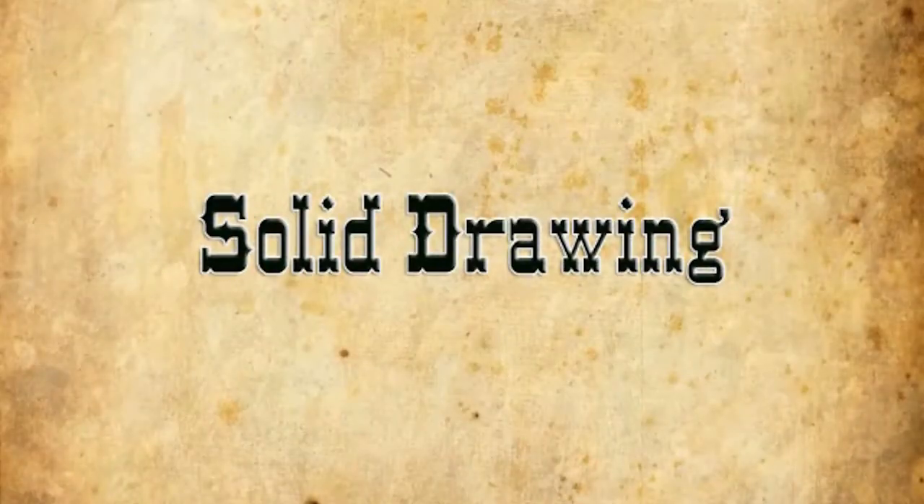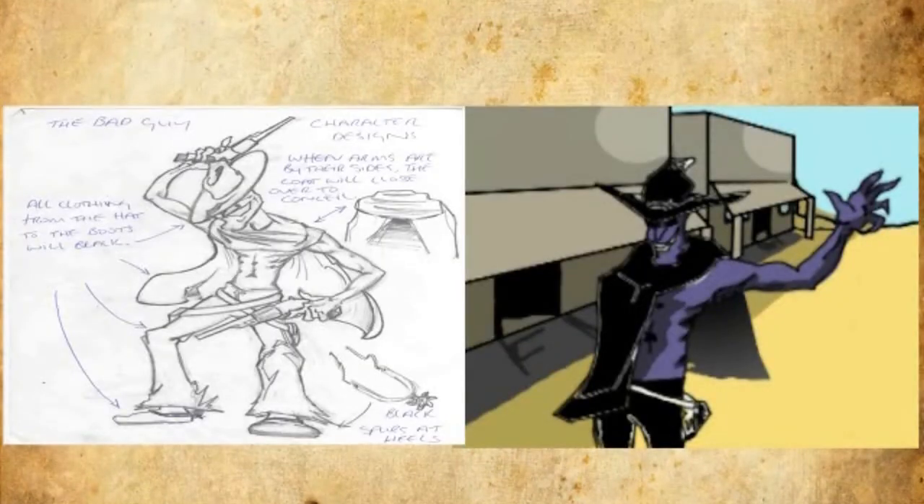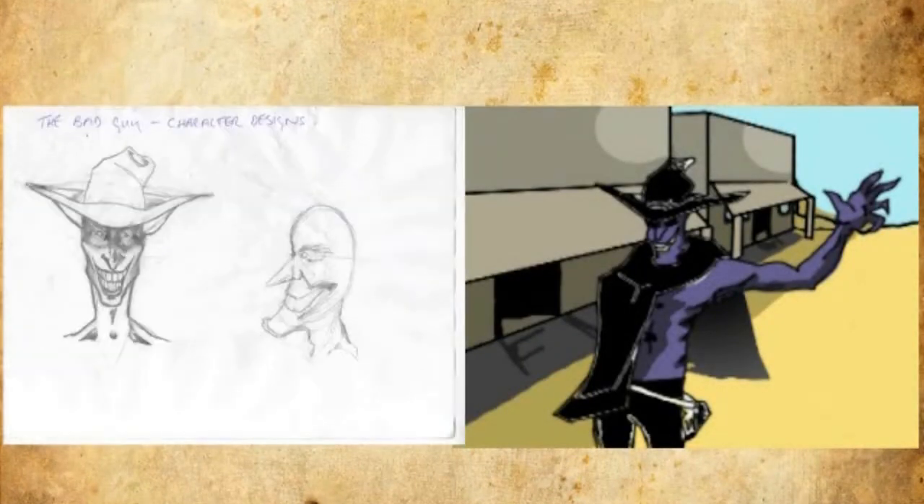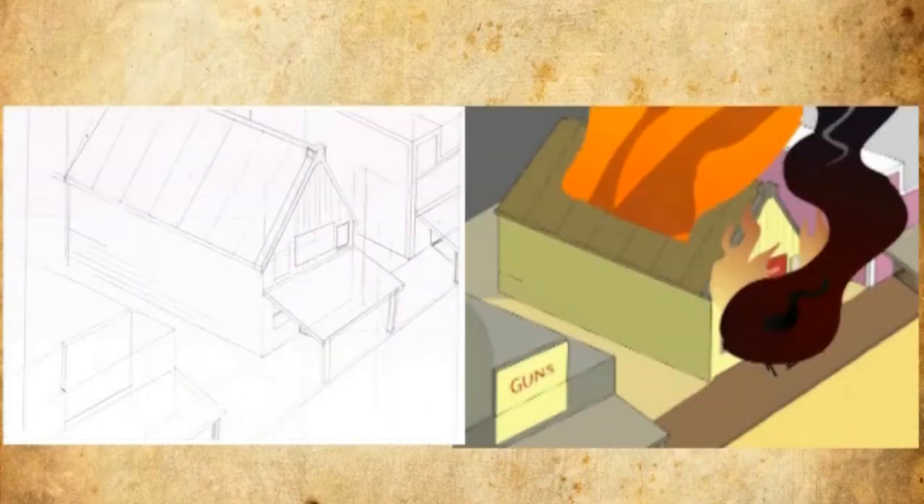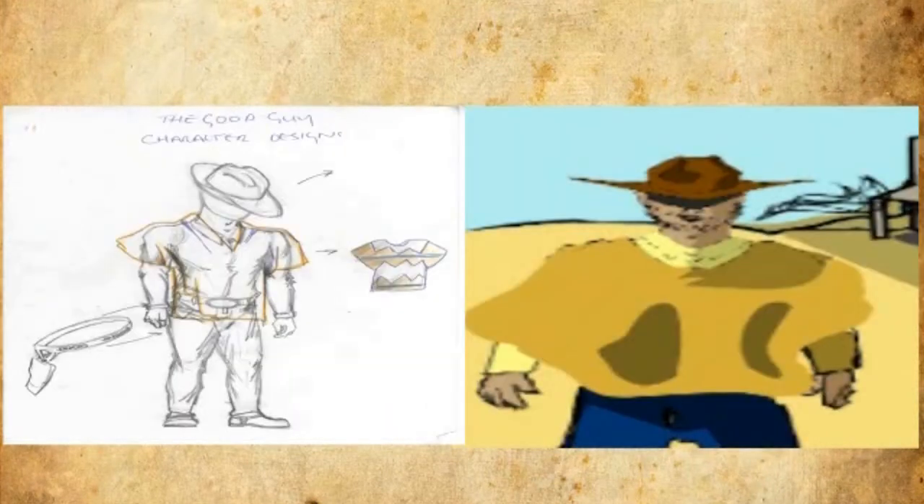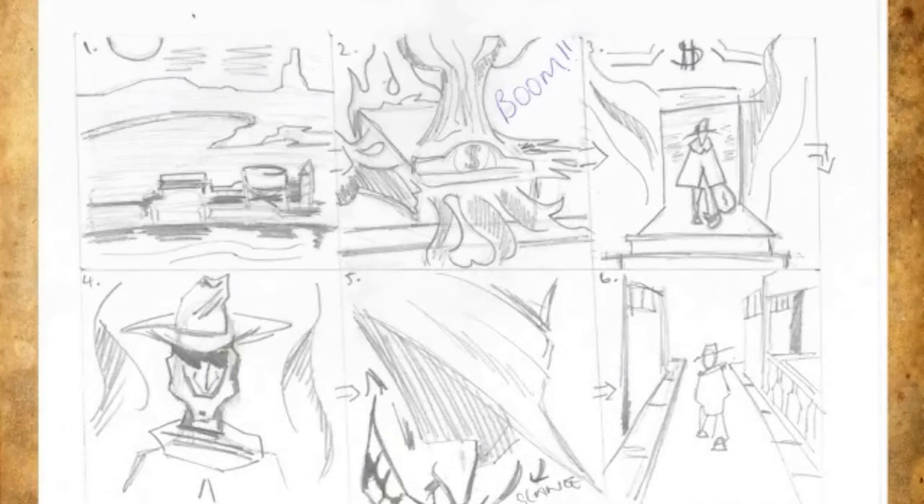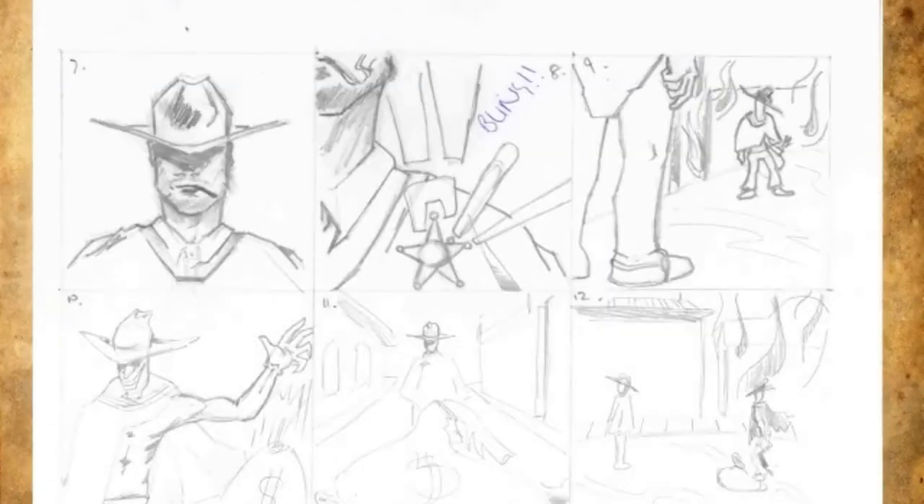Solid drawing. The basic principles of drawing an object are to form weight, volume and solidity. When drawing an animation design, it is important to draw the objects from different angles and positions to see how it will work in the final piece, as shown here with the sketches.